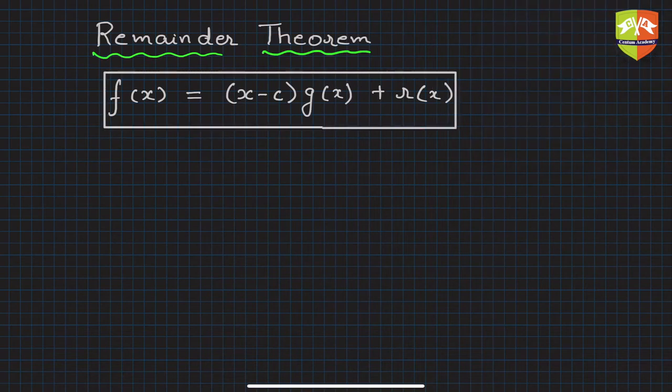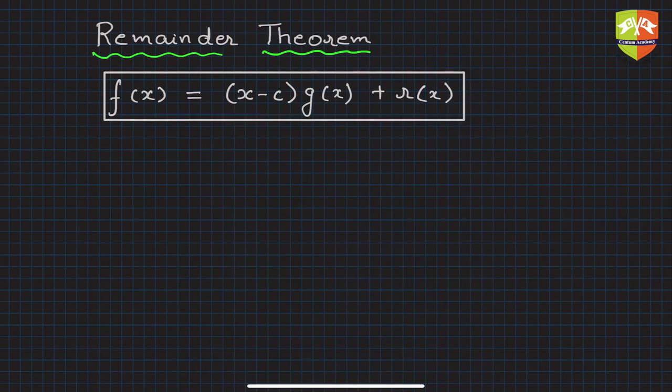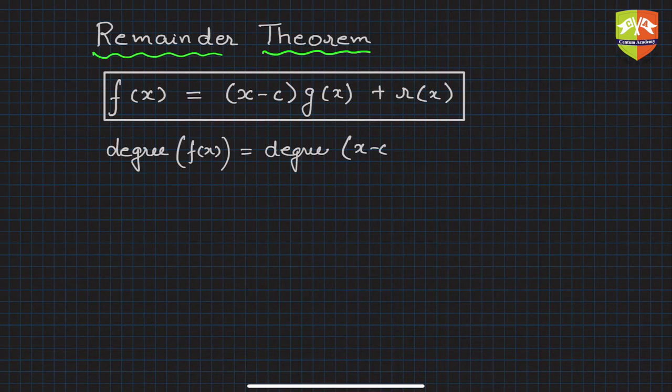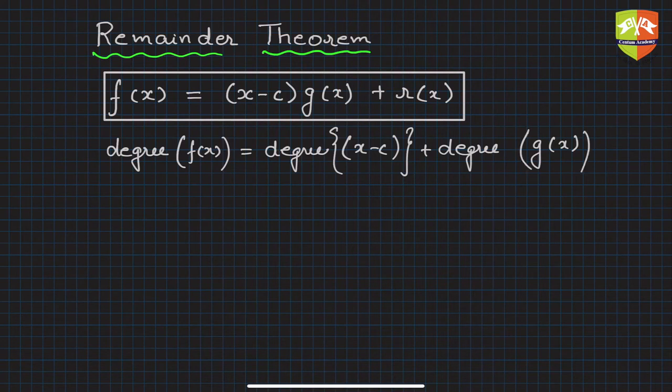Now it's time to do a little more analysis on this. Another thing we learned in the previous session was that the degree of f(x) was equal to the degree of x minus c, which was 1, plus the degree of g(x), that is the quotient. This is what we learned in the last session, right?